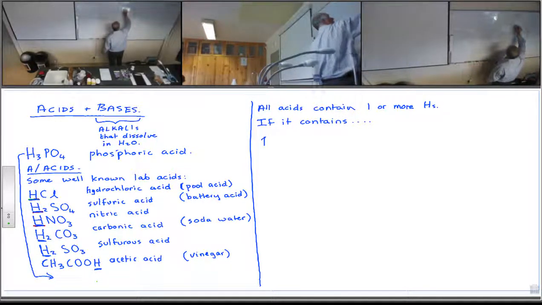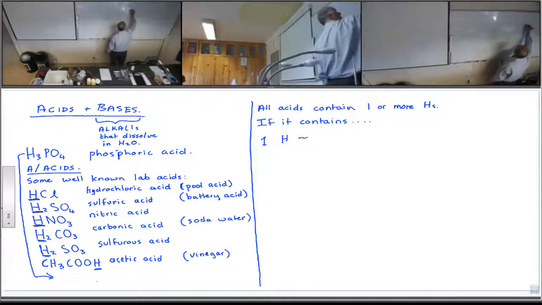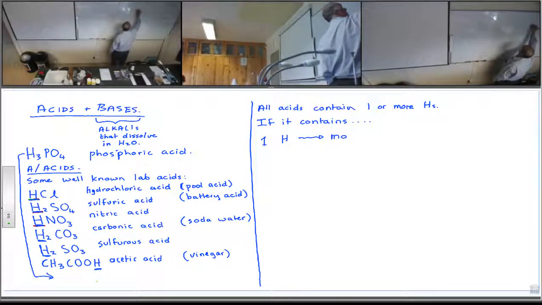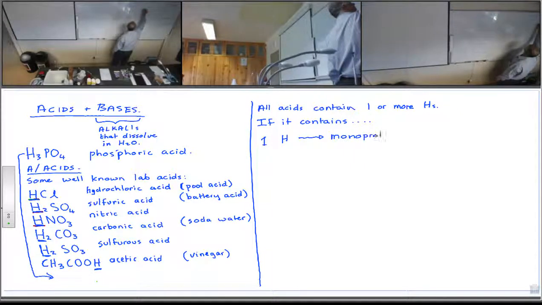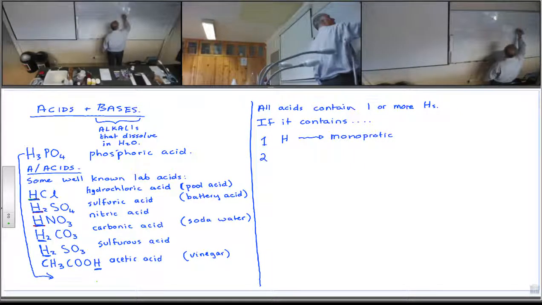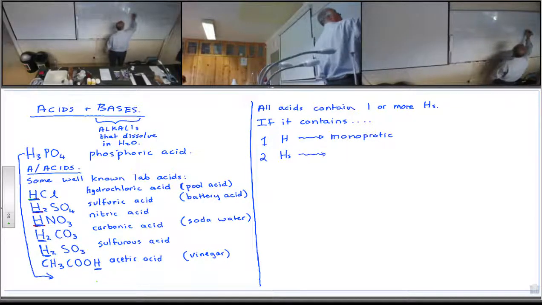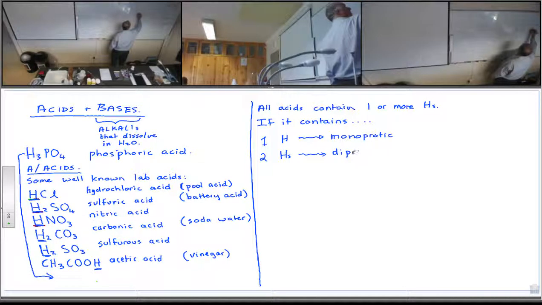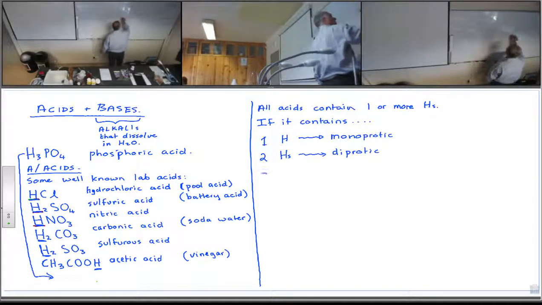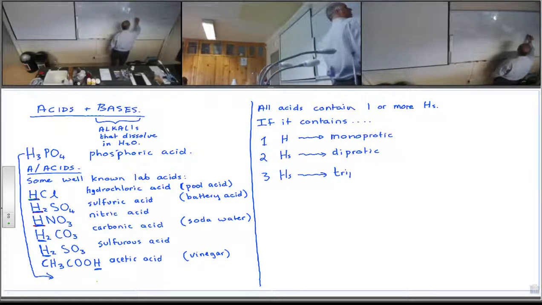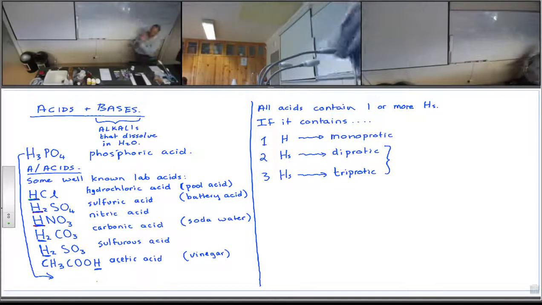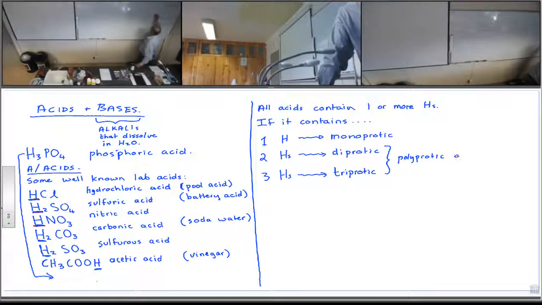One hydrogen, we say it is monoprotic. Two H's, it is diprotic, and three, triprotic. And the diprotics and the triprotics are said to be polyprotic acids.